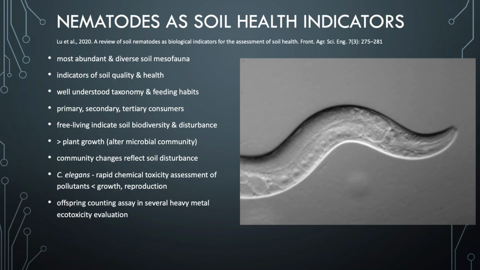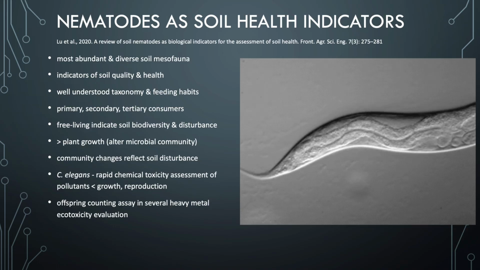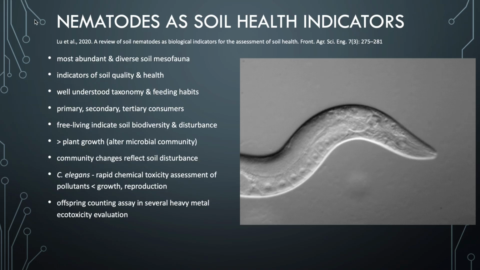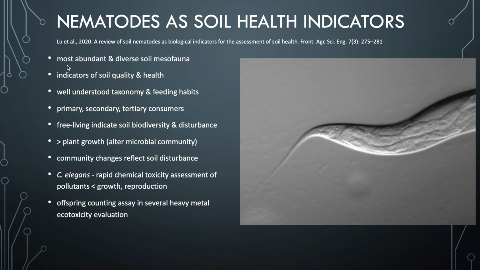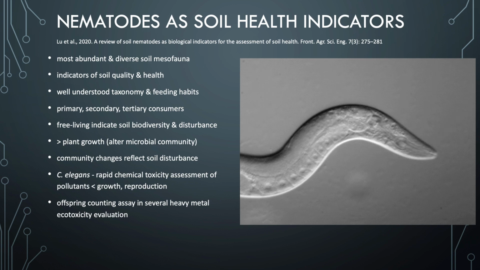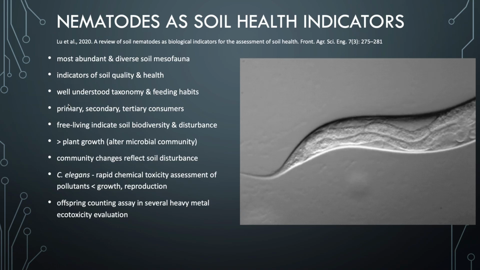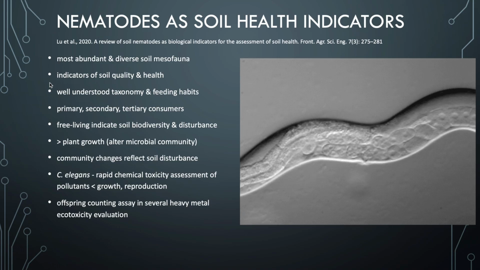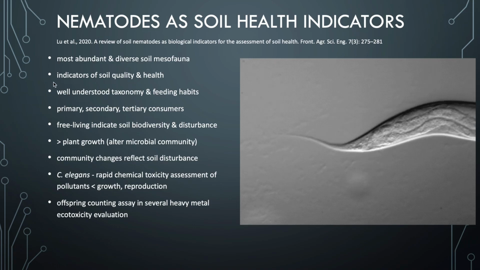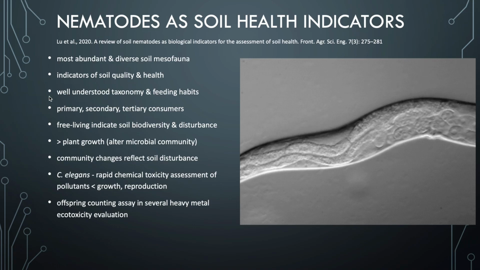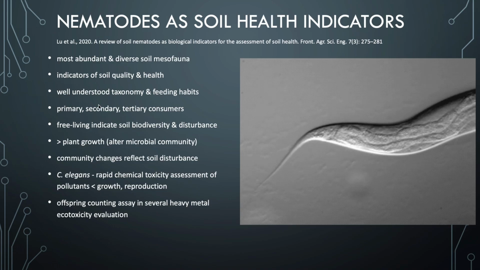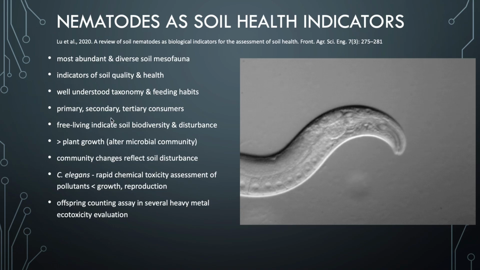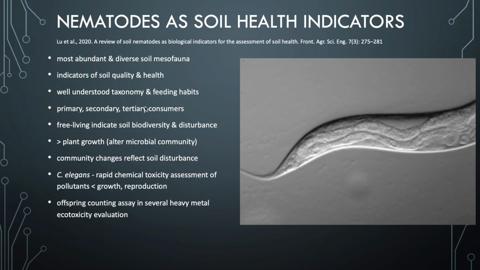There are very many good reasons as to why nematodes are great soil health indicators. And that includes the fact that they are the most abundant and diverse soil mesofauna, and therefore key indicators of soil quality and health. We also understand the taxonomy and feeding habits of nematodes. They also occupy primary, secondary, and tertiary consumer roles. So primary being the root-feeding nematodes or herbivorous nematodes, and then the microbial nematodes and also predatory nematodes.